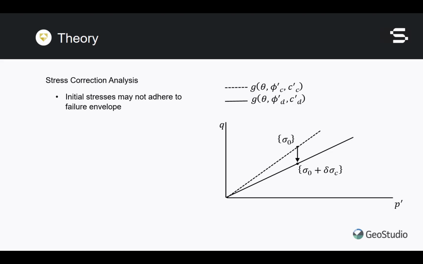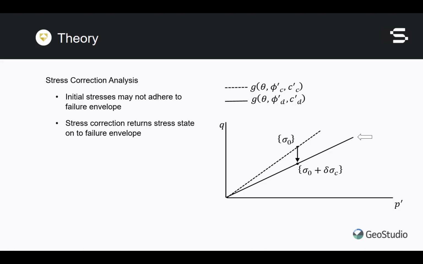Consider the diagram on the right. This is the stress invariant plot of deviatoric stress versus mean effective stress for a Mohr Coulomb material model. The first strength envelope is defined by our inputs for cohesion and friction angle. These are considered the design values for a stress correction analysis.